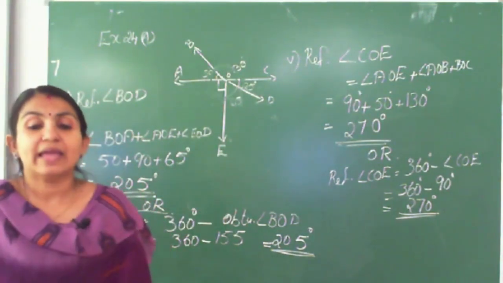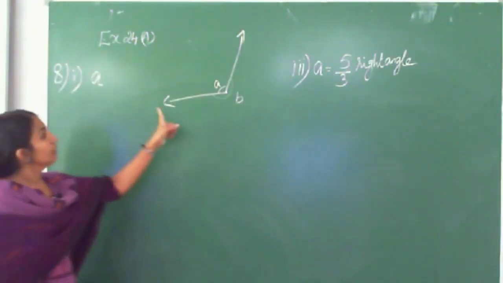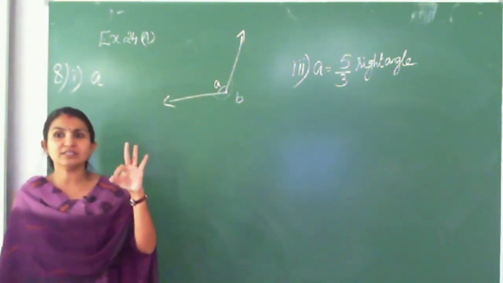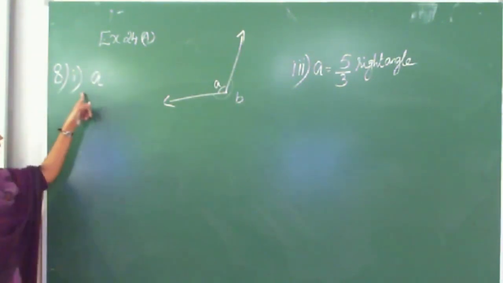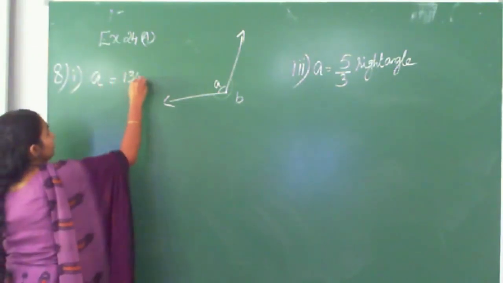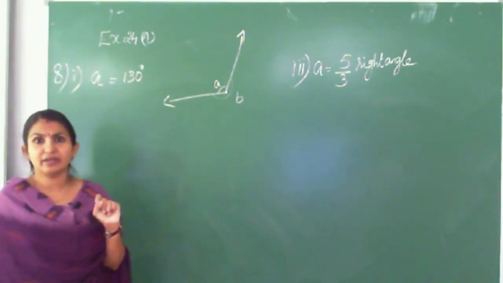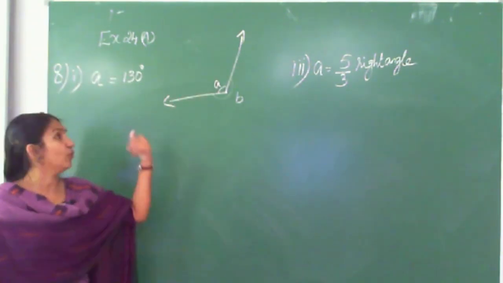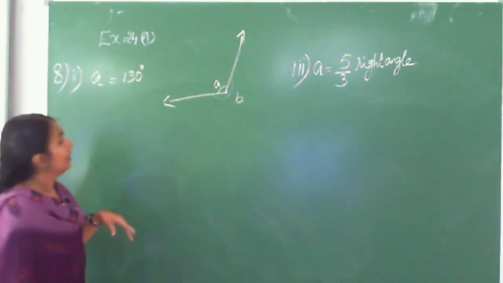Now we can do the 8th question, the first one. In the 8th question, this is a figure, A and B are given. In that, 3 questions are there, 1 and 3 we will do, 2 will be homework. So the first question, A is 130 degree, means this angle is 130 degree. Whenever we are doing a problem, if there is no name for an angle, better first give a name for it.